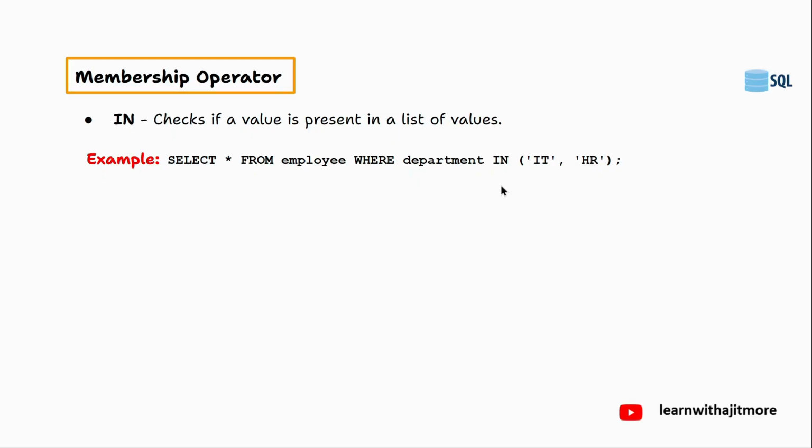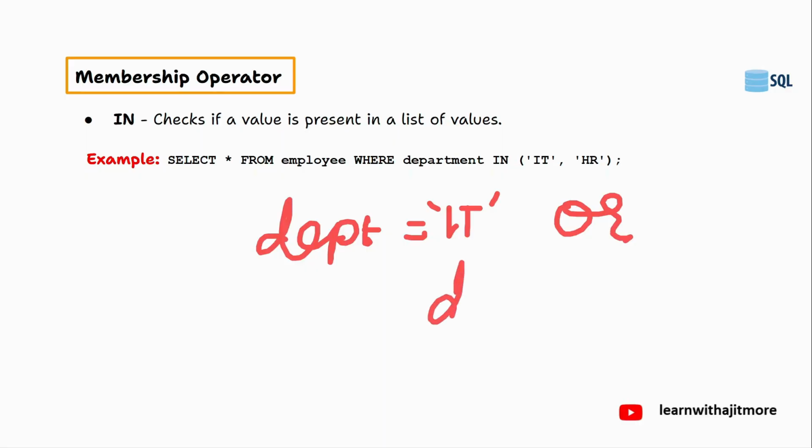This you can do with logical operators also. You can do it like this, where department equal to IT, or you can do it like this, department equal to HR. Now this logical operator we haven't studied yet. In the next slide, we'll be learning that too. But here we can do it like this. You can check whether department is IT or department is HR.